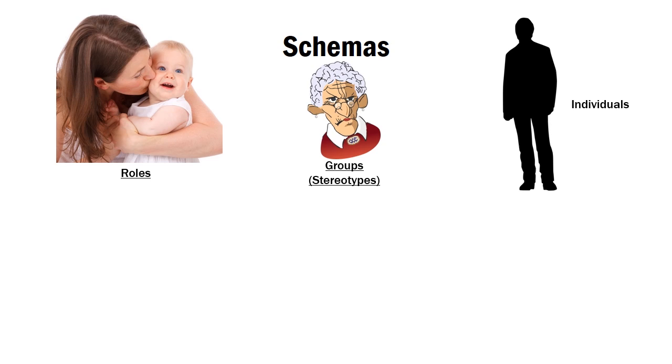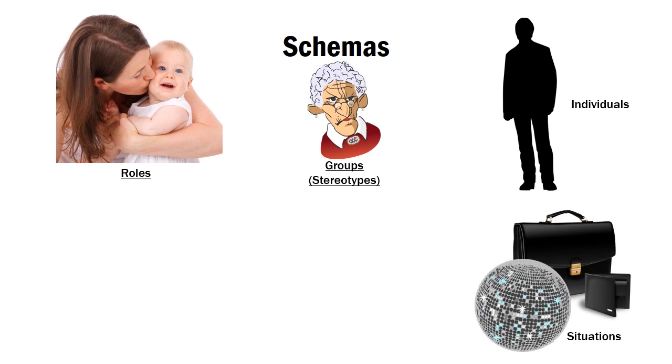You might have a set of associations linked in your memory with a particular friend of yours, so you're able to understand that person, make predictions about what that person is going to do, and interpret the things you see that person doing. We also have schemas about situations, so I may have a different schema about my workplace than about being at a party. I have a disco ball here. I don't know how many parties you go to with disco balls, but it's a pretty good illustration there.